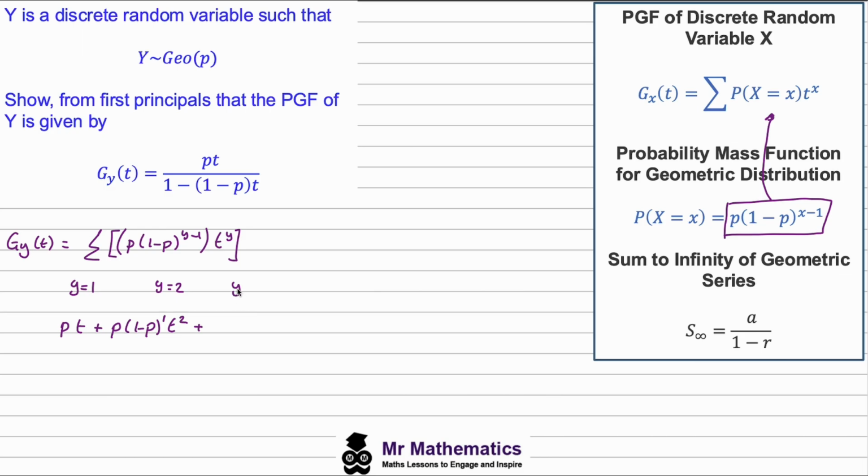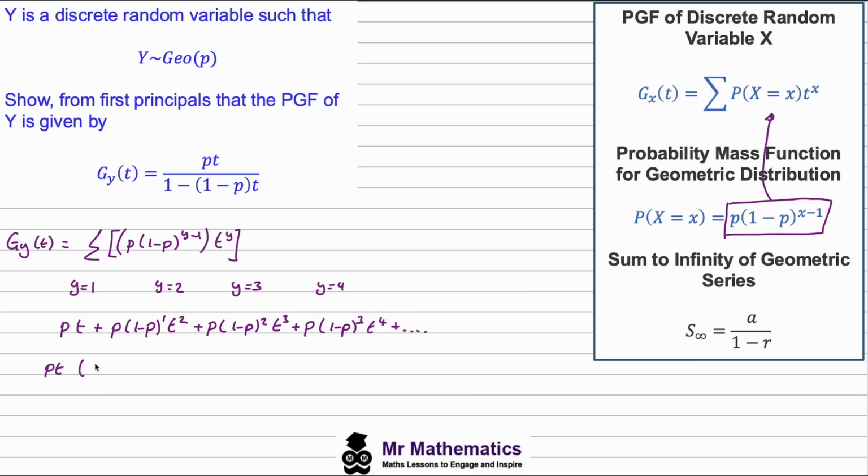Then y equals 3, we'll have a p, 1 minus p to the 3 take away 1, times t cubed. Then we'll have our next term, when y equals 4, we'll have p, 1 minus p cubed, times t to the power of 4. And this will go on infinitely. So then you can see that we can factor out a p and a t from each of these terms.